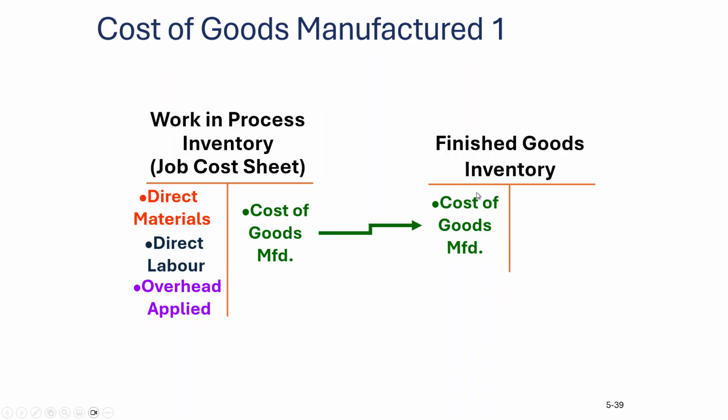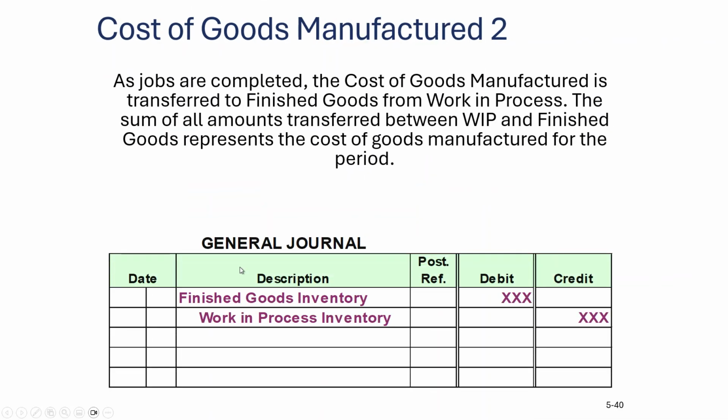debit finished inventory. You see that we are still in the balance sheet. We take it from the raw material, put it into the WIP, and now from the WIP it goes to the finished goods, still sitting on the balance sheet. So to do that, we will debit finished goods inventory and we credit WIP. Okay.